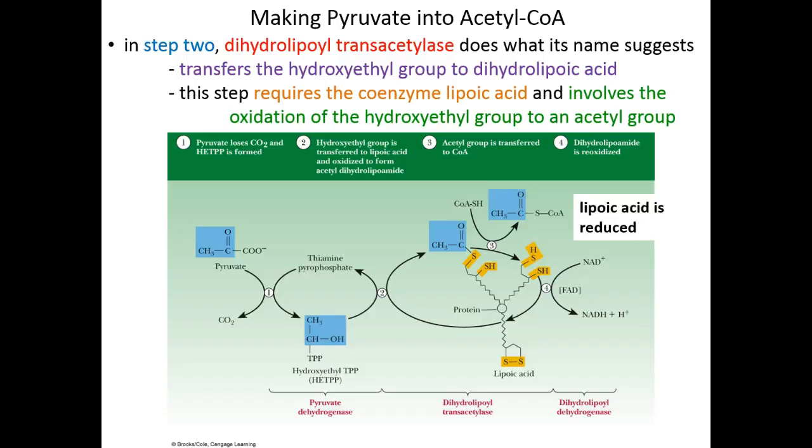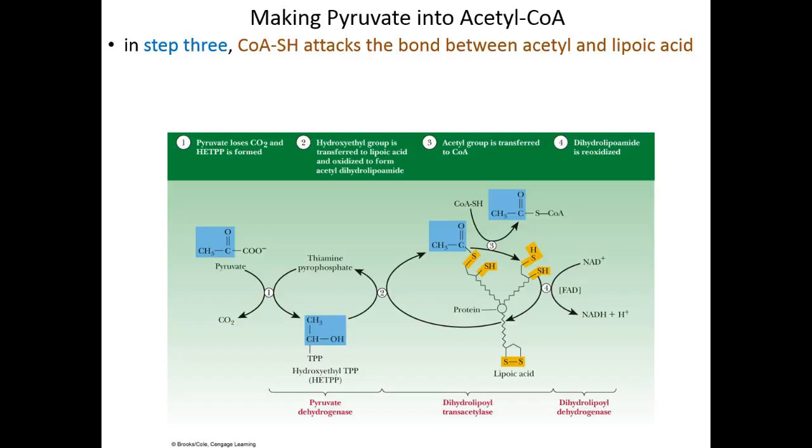And lipoic acid is going to do what it does best as a coenzyme. It is going to steal electrons. So lipoic acid becomes reduced, stealing electrons and protons from hydroxyethyl, and hydroxyethyl has just been oxidized. Now here's the interesting thing. Oxidized hydroxyethyl ain't hydroxyethyl anymore. Oxidized hydroxyethyl is acetyl. So by the end of step 2, we are left with acetyl linked to reduced lipoic acid. Again, to recap, once lipoic acid steals electrons and protons from hydroxyethyl, hydroxyethyl converts to acetyl. So we have acetyl linked to reduced lipoic acid.